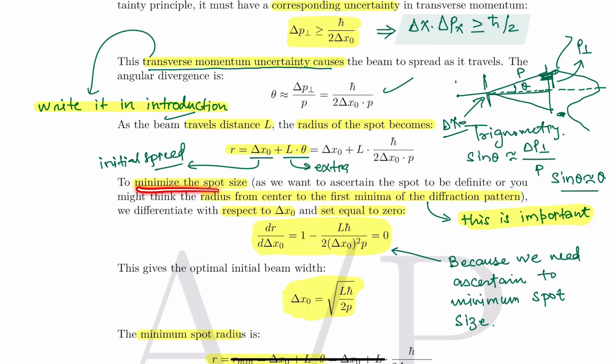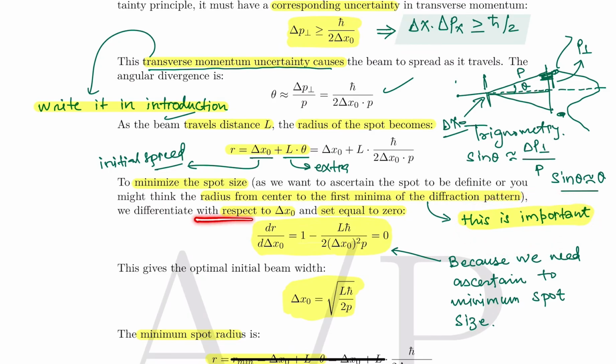So to minimize the spot size, we want to ascertain the spot to be definite, or you might think of the radius from the center to its first minima of the diffraction pattern we are observing here. This is the diffraction pattern we are observing. Okay. Writing this particular line is very important. That is why I have marked it in another form as well.